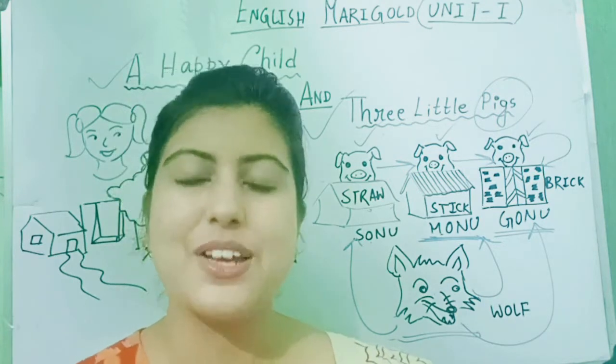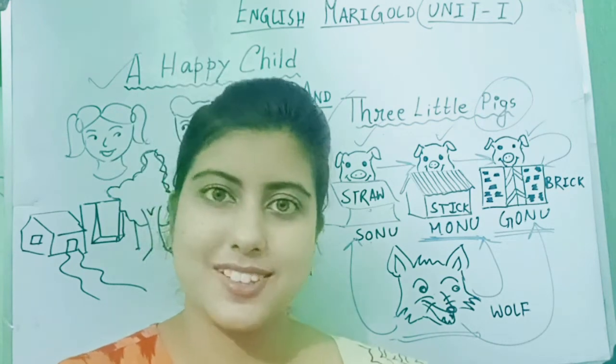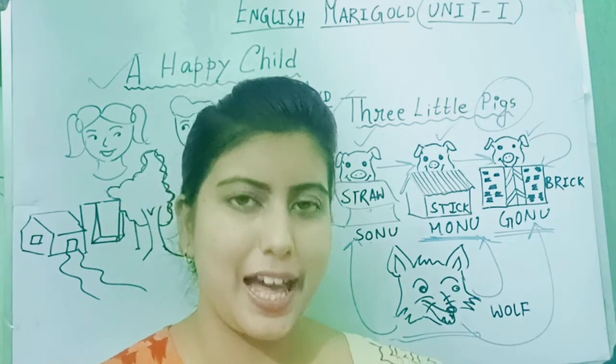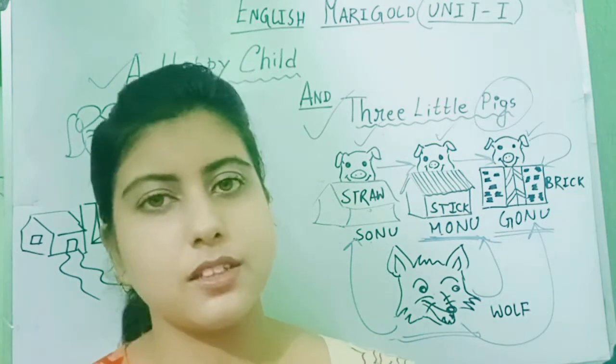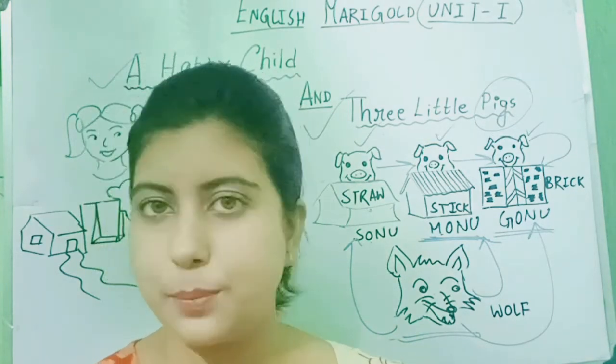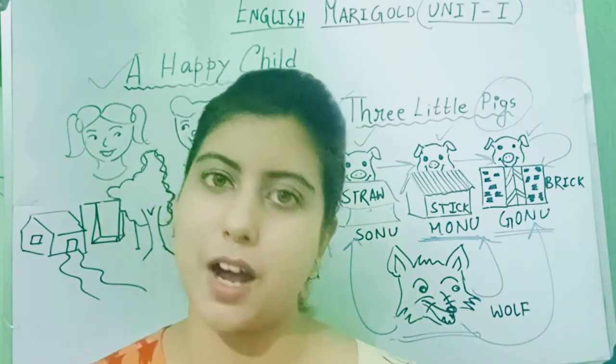So they were really very good friends. Now this was the story. I hope you have understood the story well. Try to read the story, that will help you. So this was Unit 1 from Marigold book.